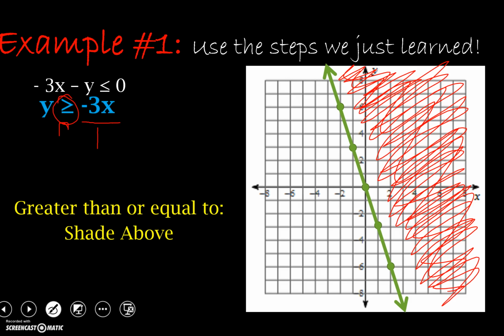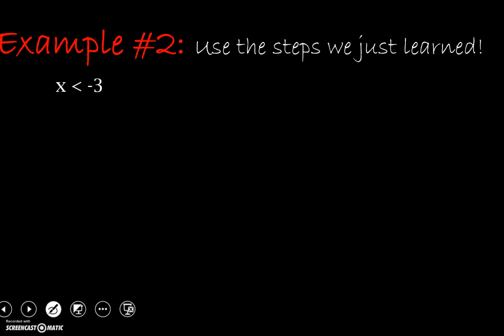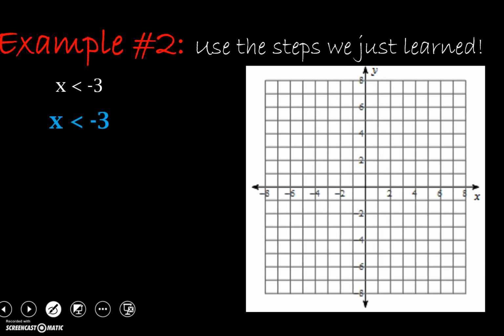Let's take a look at another example. In this one here, we have x is less than negative 3. We've done problems like this with the equal signs, so we don't need to actually solve for anything or move anything around. We can go ahead and start graphing. Same exact graph, negative 8 to positive 8 on the x and the y axis. Remember, with the x ones where there's no y involved, we have a vertical line through that value.